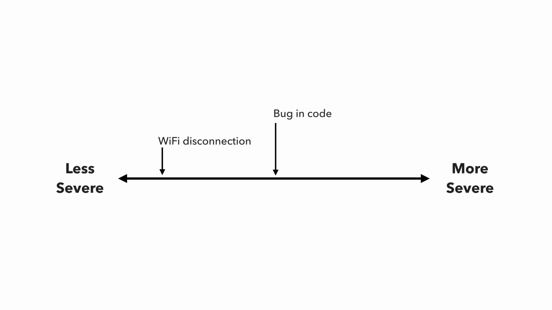Continuing on, a bug in code is definitely more severe. That could cause issues where there could be data loss. Hardware malfunction, that's where you're not collecting any data. But one of the worst is probably no power.